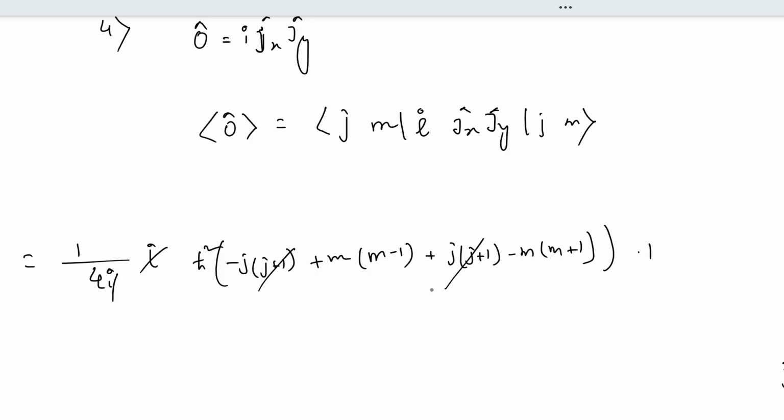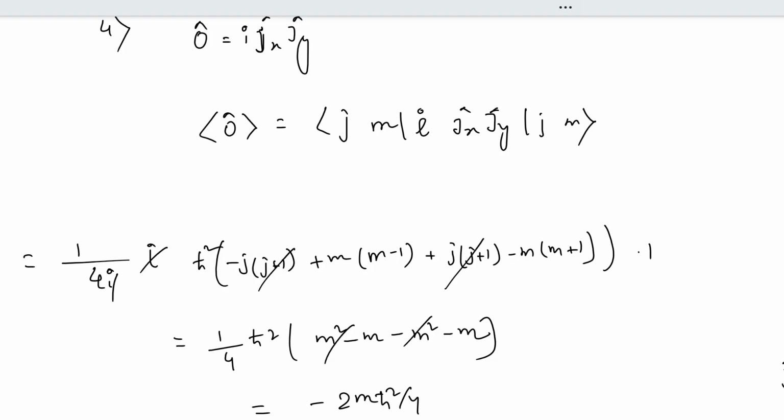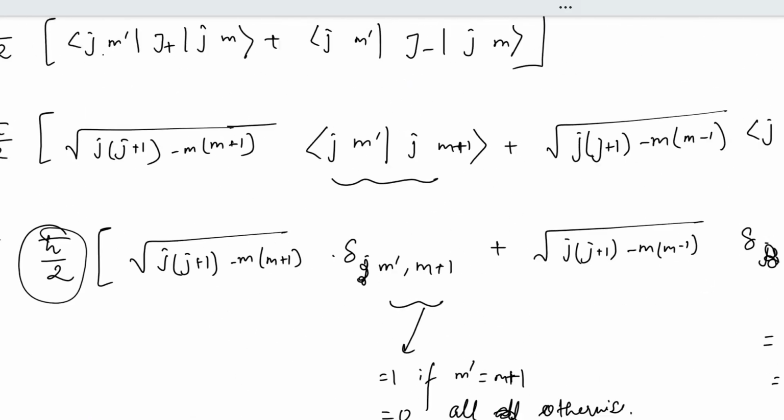So j into j plus 1 minus j into j plus 1 cancels out, and you are only left with 1 by 4 h cut squared. This is m squared minus m squared minus m, this is also cancelling out, so this is minus 2m h cut squared by 4. So this is minus half m h cut squared. Now in the question it is written, what will be the value for m equal to half. So if m equal to half, this is half into half with a minus sign, h cut squared. This is minus h cut squared by 4. So if this is your correct answer, you have to see the options. Minus h cut squared by 4 is the answer we are getting.